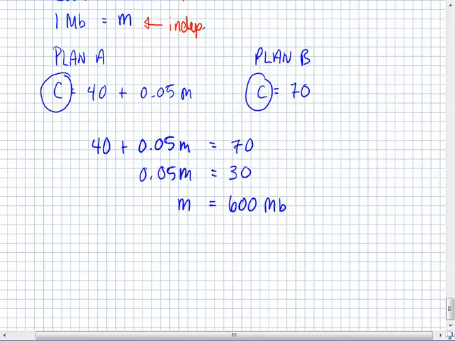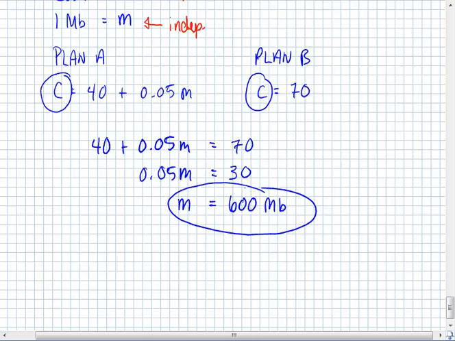Okay, so we find the answer, 600 megabytes. M is equal to 600. So the question asked, and now this is where you have to go back and read what the question was asking. It's asking, explain which one's a better deal. This is the point right here. At 600 megabytes, they both have the same cost.